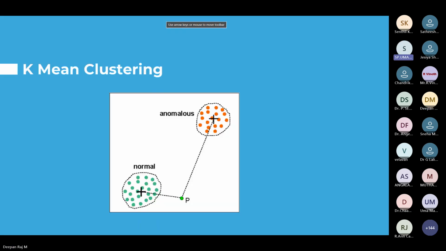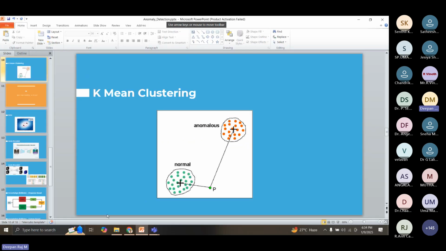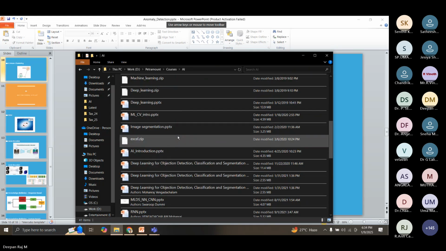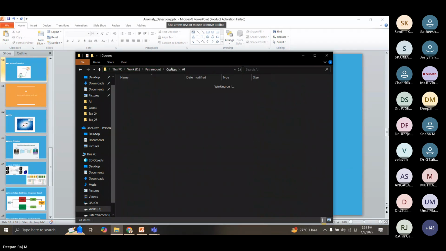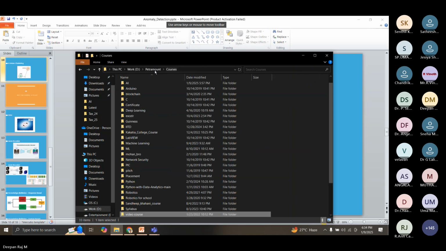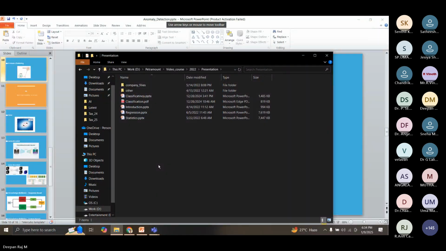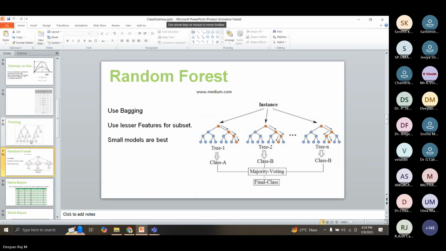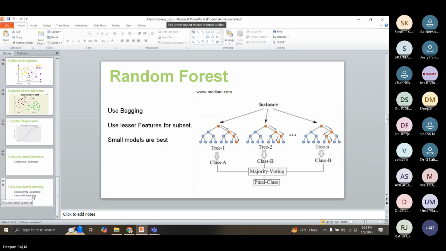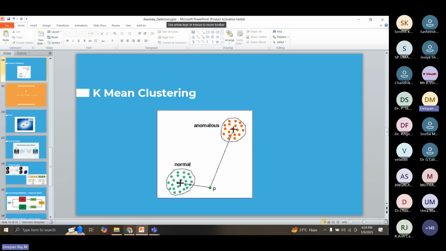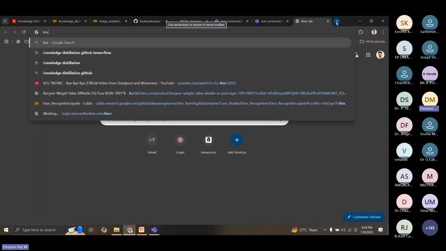Sir, kindly say about k-means clustering, because we don't know. I don't know about it. Kindly give an introduction about k-means, and then you go into it. Yeah, I'll just go to another slide. Give me a second. I hope I have some slides for it. Okay, I'll just try to find a good image.